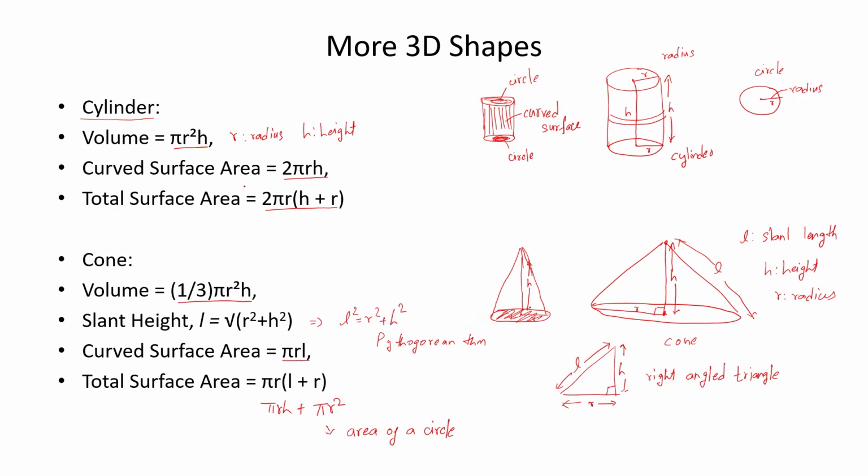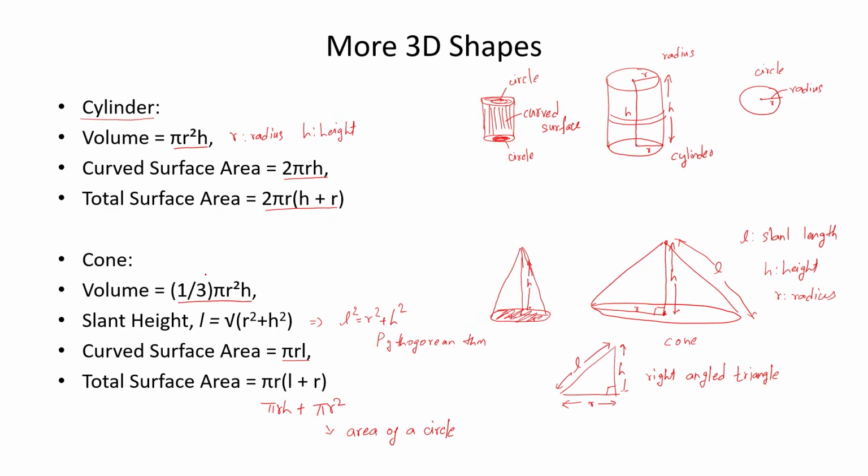So what is curved surface area? This is the surface, the paper you need to form a cylinder, this vertical surface. Total surface area is this curved surface plus this circle and this circle.